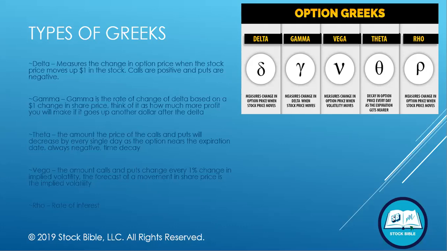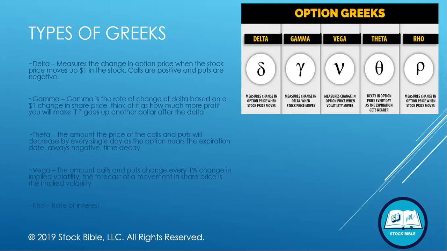So if you're trading calls and there's a $1 increase in the stock, then the delta is going to be positive because you're going to profit if the share price of the stock goes up. So delta allows you to see the effect that share price has on the options contract.